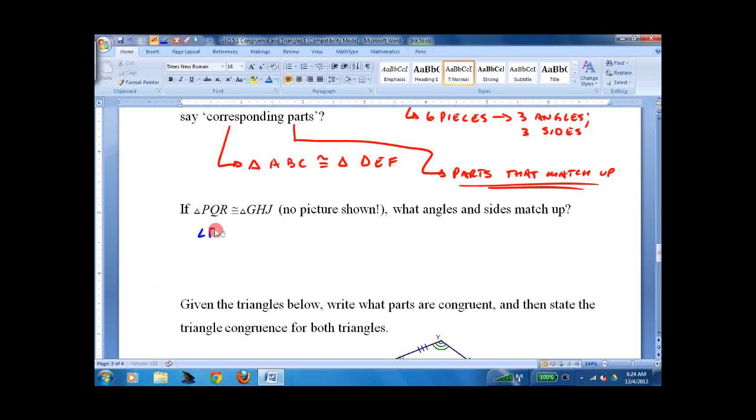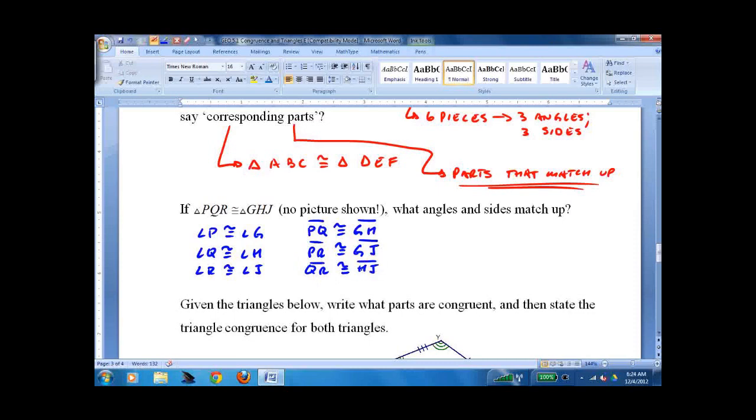In this, we know angle P is congruent to angle G. Angle Q is congruent to angle H. Angle R is congruent to angle J. And side PQ, we actually put the segment notation above it, is congruent to segment GH or side GH. PR is congruent to GJ. QR is congruent to HJ.